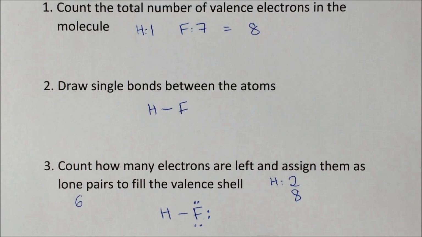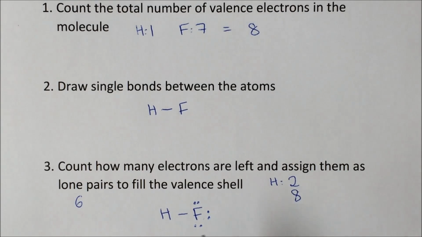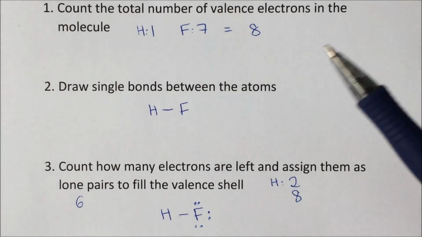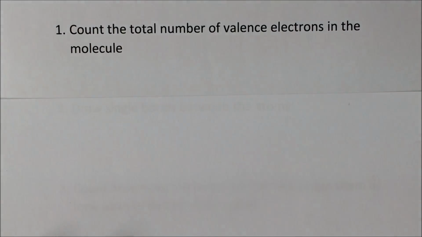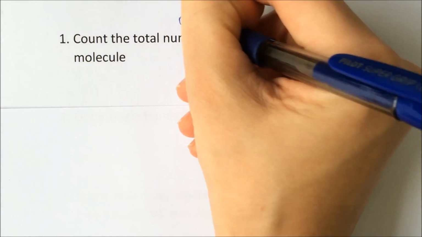Let's just check that we've got the right structure by adding up the total number of electrons in our structure. We've got 1, 2, 3, 4, 5, 6, 7, 8, and that corresponds to the 8 valence electrons we need for this molecule. So this is the correct Lewis structure for HF. The next example that we're going to look at is O2.